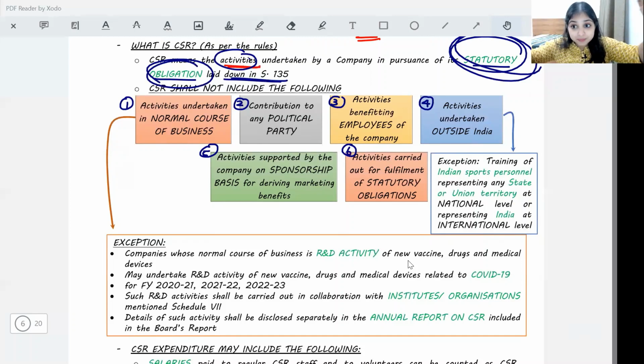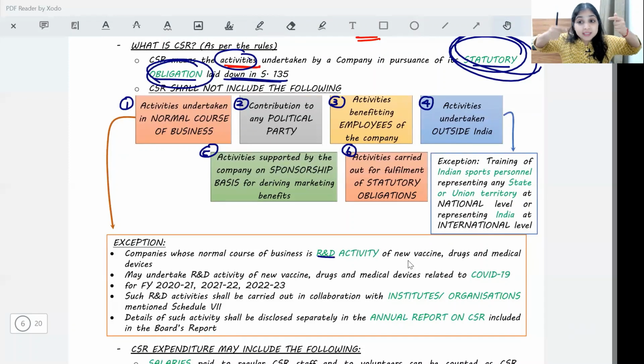Number 1, if a company does something in the ordinary course of its business, that is not CSR. CSR means the company is supposed to go out of its way. If it's doing something in the normal, ordinary day-to-day business, that is not CSR. But we have an exception. In COVID times, we want to motivate companies to spend their time, energy, and resources in doing research in relation to COVID. So look at the exception. General rule: if a company does something in the ordinary course of business, it is not CSR. But we have an exception. The exception is where my company's normal course of business is R&D, research and development.